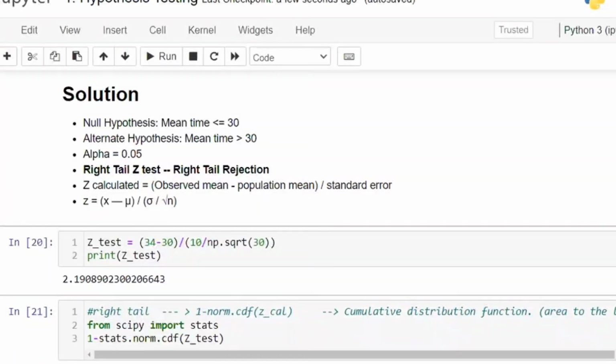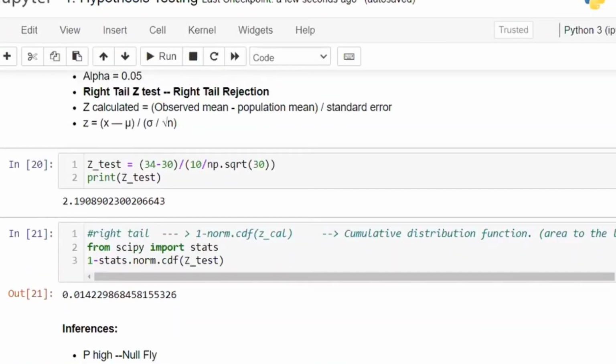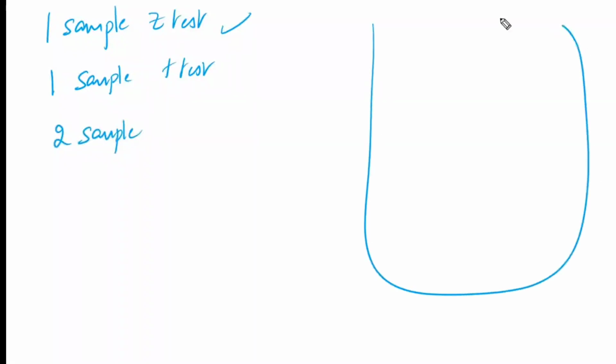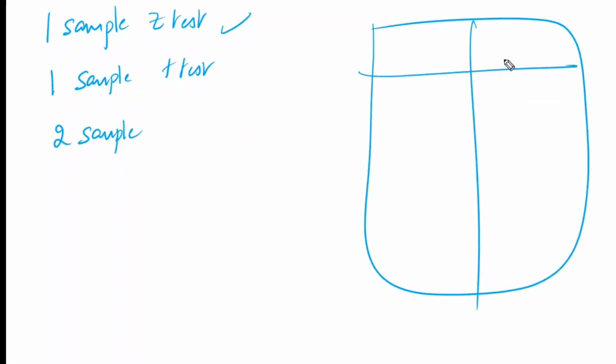Tomorrow we are going to start the multiple tests. One of them is the one sample z-test, which we have completed now. Tomorrow we are going to see the one sample t-test, and then two samples. Two samples means two columns will be there. Till now we have worked on only one column and taken values from it. Tomorrow we are going to take two columns.